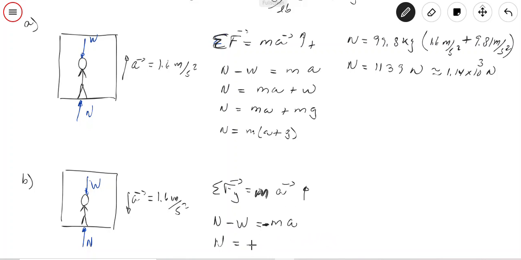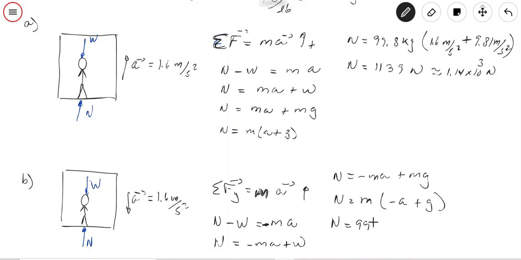So let us say over here, minus mass times acceleration plus the weight. It's going to be the same. Normal force is mass times acceleration plus mass times gravity. So the normal force is mass times minus acceleration plus gravity, or gravity minus acceleration. Replacing the variables by the values, we have the mass, that is 99.8 kilograms, times minus 1.6 meters per second squared plus 9.81 meters per second squared.